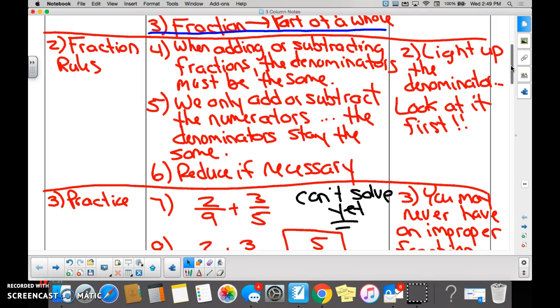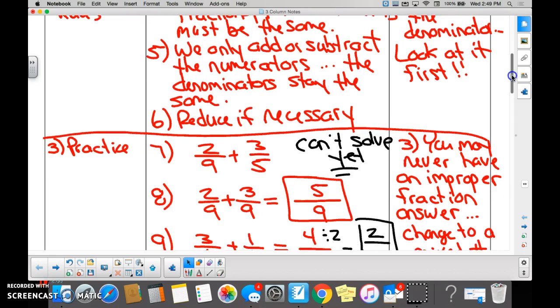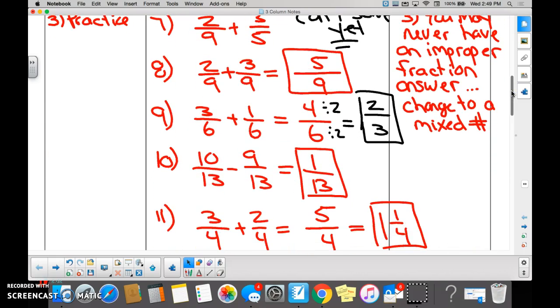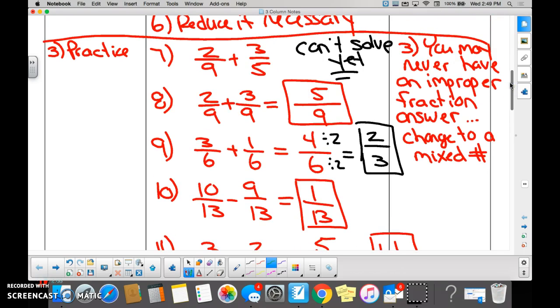Okay, quick question. Do you ever add or subtract the denominators? No. They always stay the same. Okay, so here's some examples of what we were talking about. Number 7, everyone did these exact same examples. Because we light up the denominators, 2/9 and 3/5 have different denominators. So what do we say? Cancel. And yes is the key word because you will be able to solve those after our next lesson.